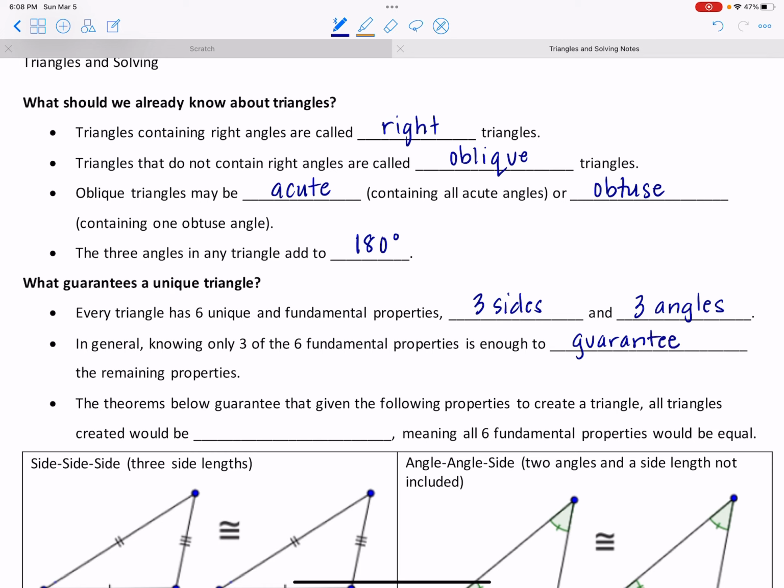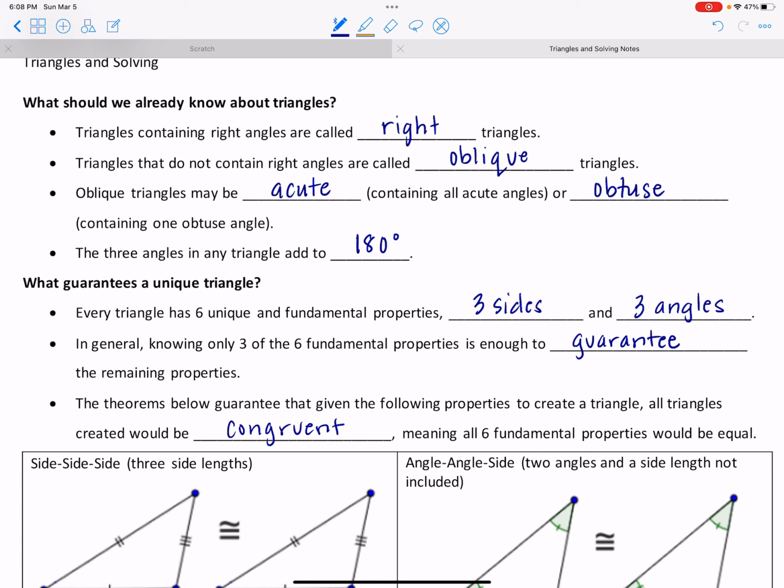So what do I mean when I say that? Well, there are some theorems, 5 of them to be exact, that given 3 properties to create a triangle, all created triangles would end up being congruent. And congruent is the geometric word for equal. It means that all 6 of the fundamental properties in those 2 triangles would be equal or have the same measure.